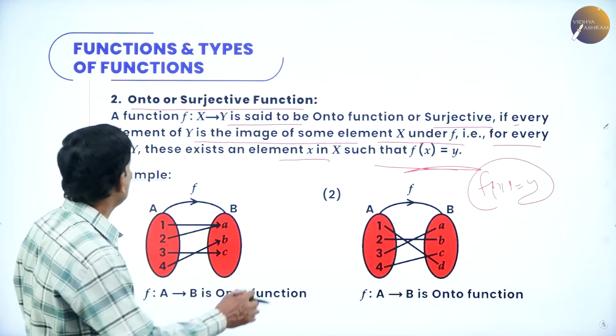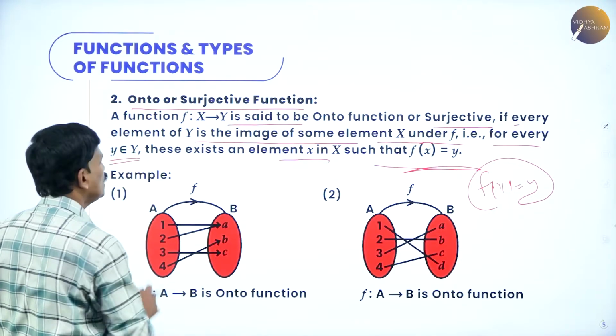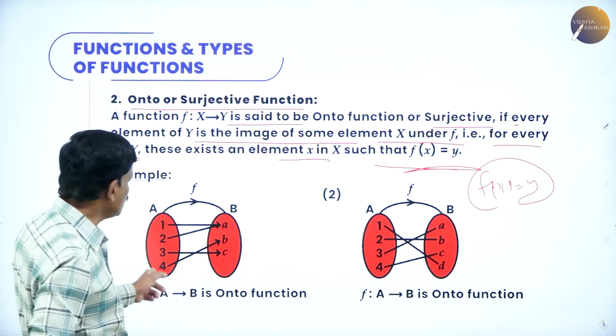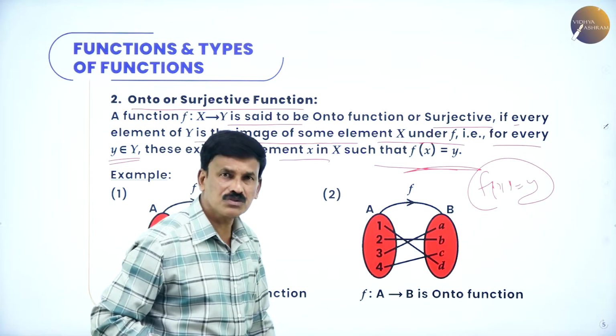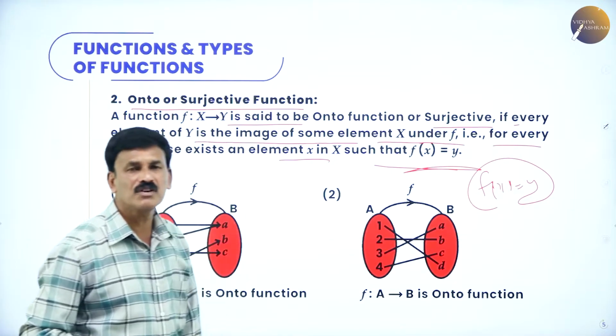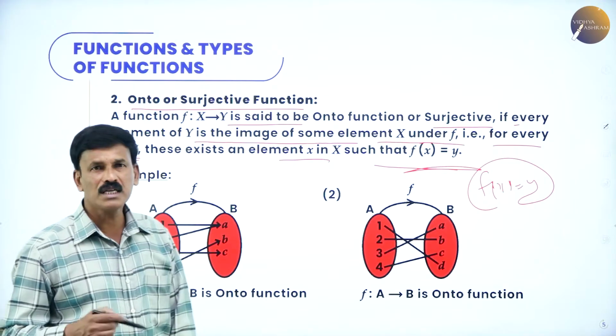So that means for every element y belongs to Y, there exists an element x in A such that f of x is equal to y. This condition is satisfied. Therefore, this is an example of an onto function. Now, let us come to the next.